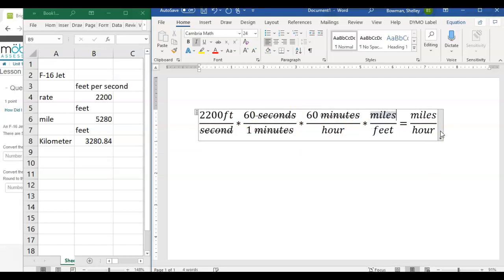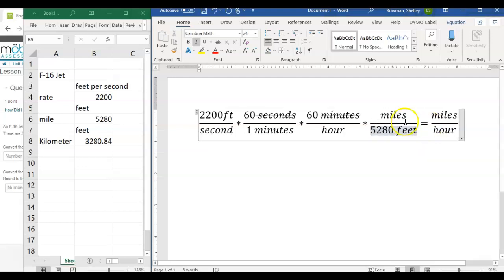And the conversion I was given is in miles. And it told me 5,280 feet is the same as 1 mile. I can put 1 mile. You don't have to put the ones in there because anything times 1 is whatever the other number is. It's up to you if you feel like you want to or not.